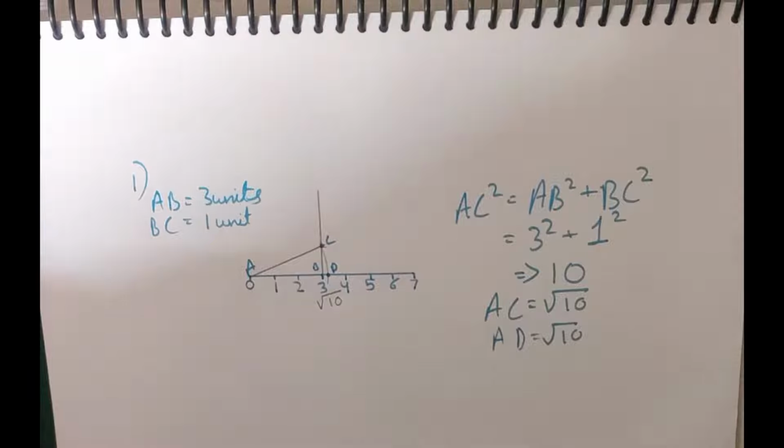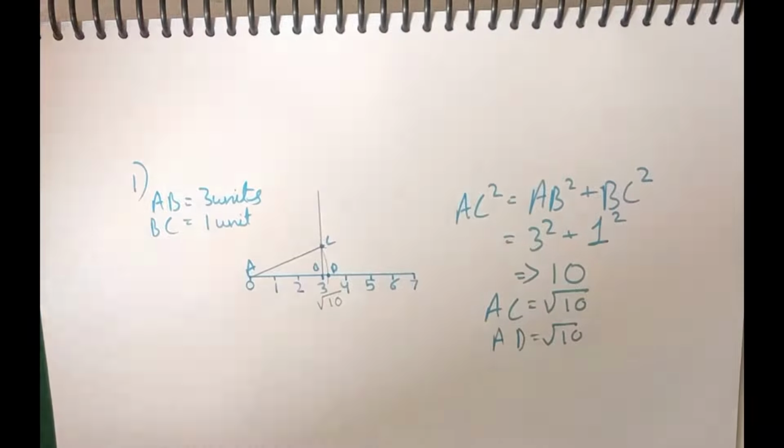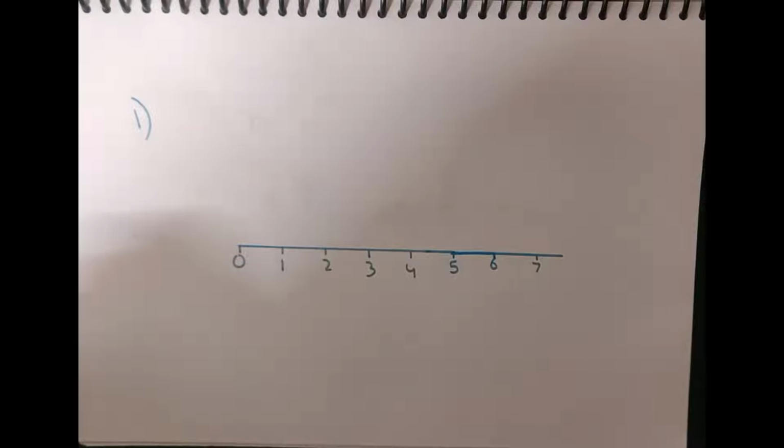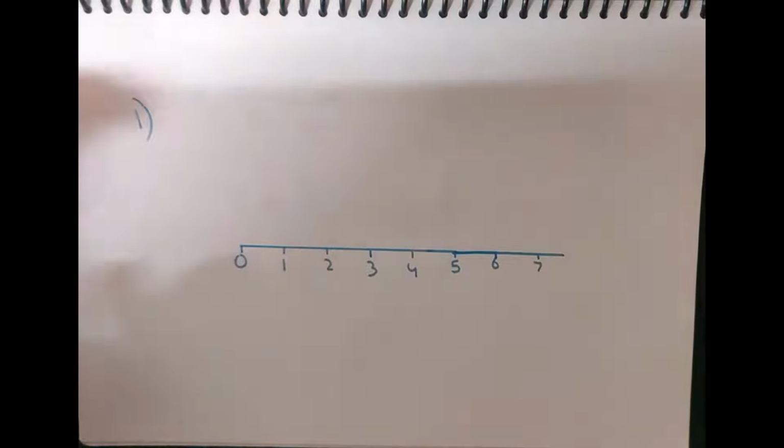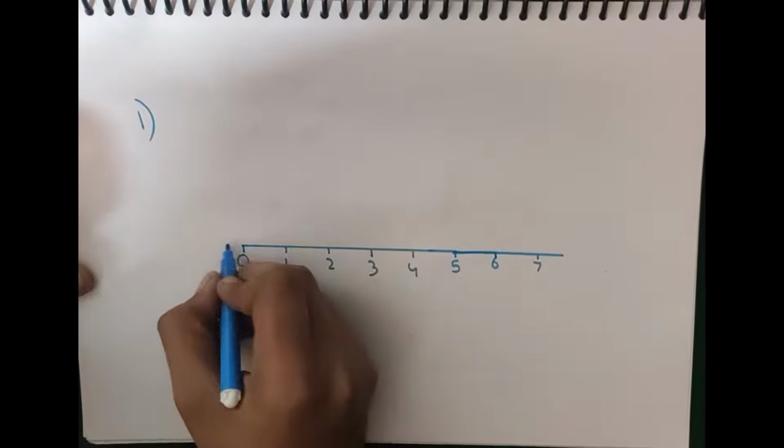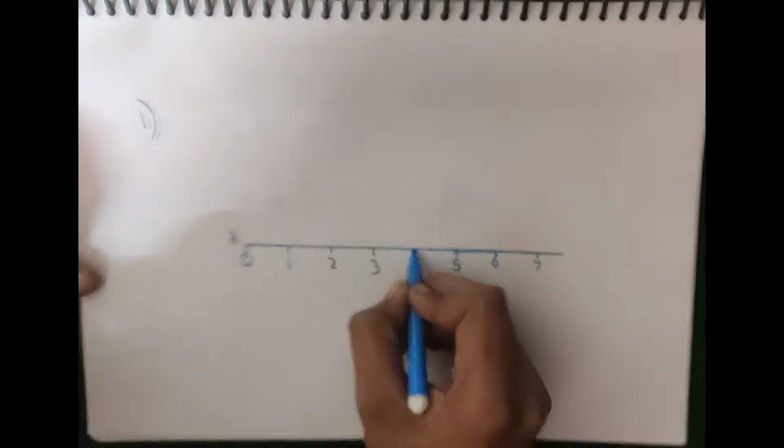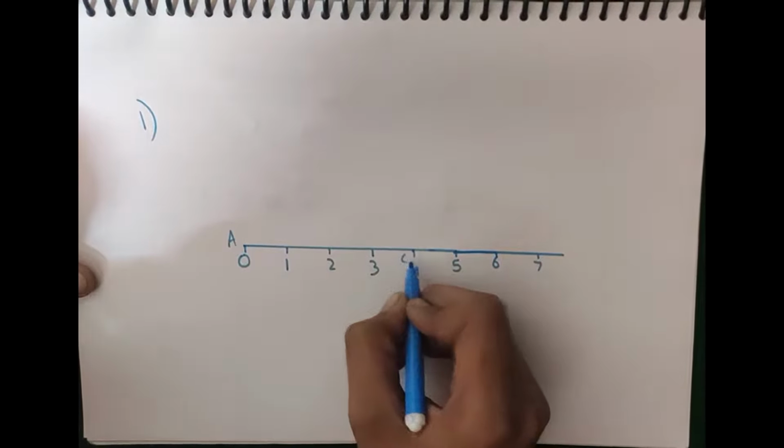So now we have to find root 17. For your better understanding, I have taken 1 unit as 2 centimeters, but you have to take it as 1 centimeter only. So label our point 0 as A, point 4 as C.